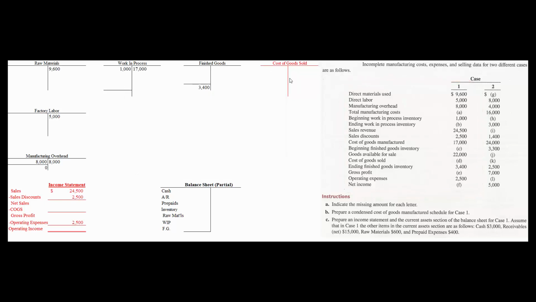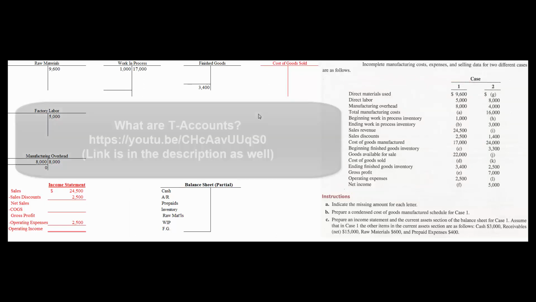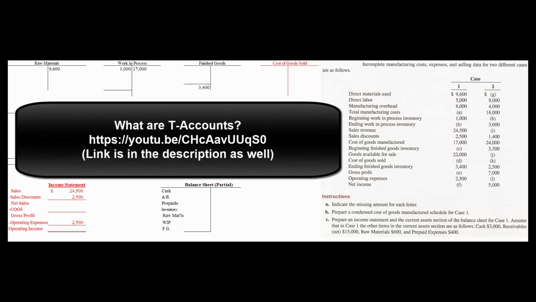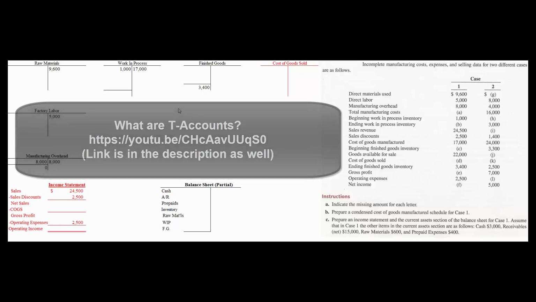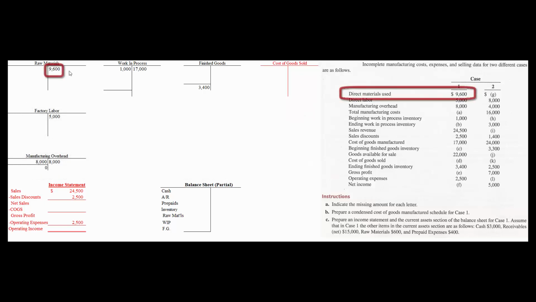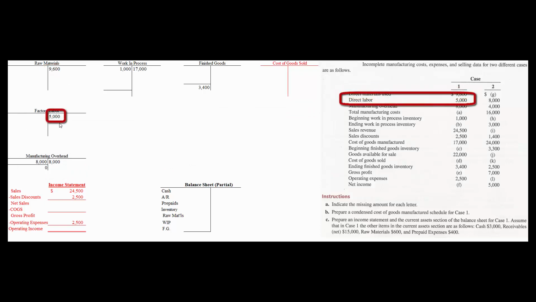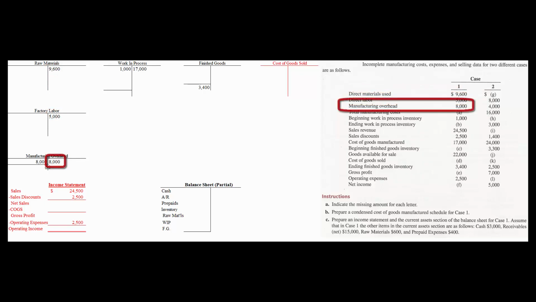I'm going to solve this problem using these T accounts. And if you don't remember what T accounts are, I'll put a web address to a 3-minute video I have about what T accounts are. And this is the information that the problem gives us. We use $9,600 in raw materials. We use $5,000 in direct labor. We used $8,000 in overhead.